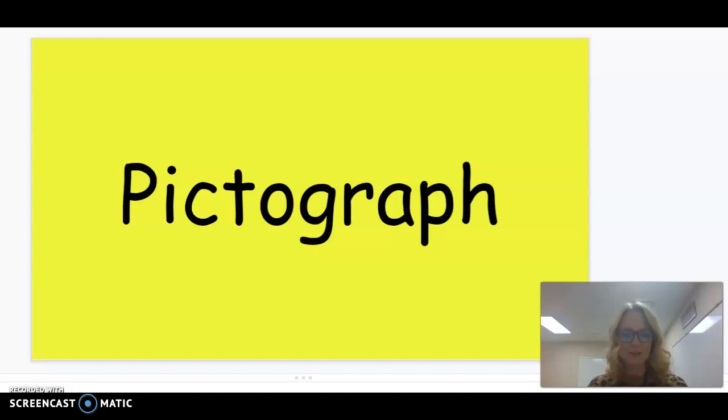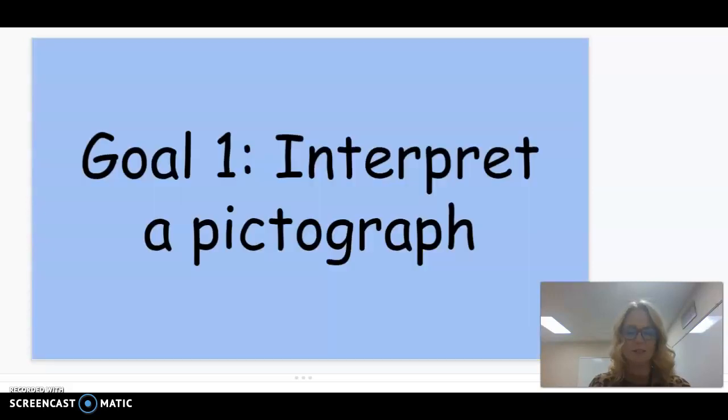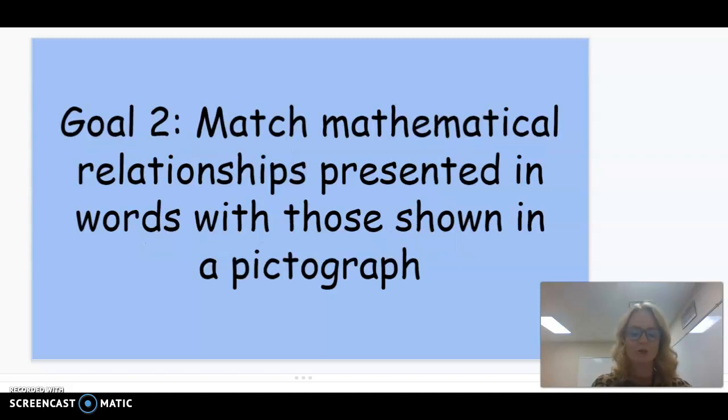As you can see, we're going to start looking at pictographs, and we're going to be working on two different goals for this today. Our first goal is to interpret a pictograph. This means you're going to answer specific questions based on the pictures placed on the graph. Goal number 2 is to match mathematical relationships presented in tables with those shown in the pictograph.